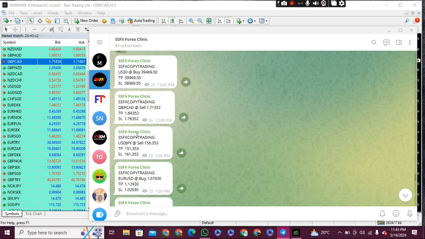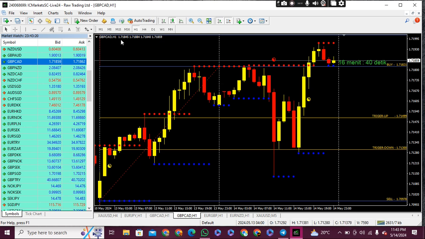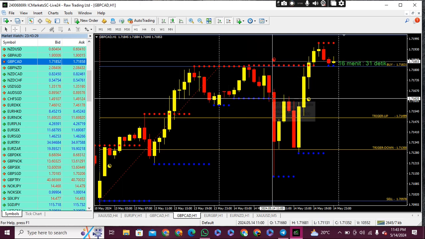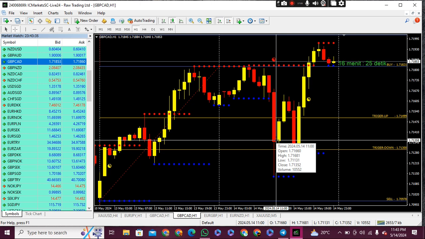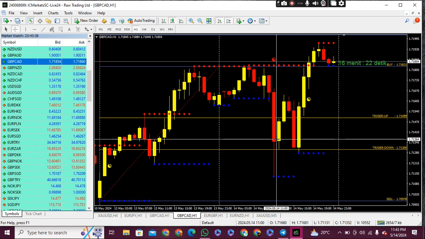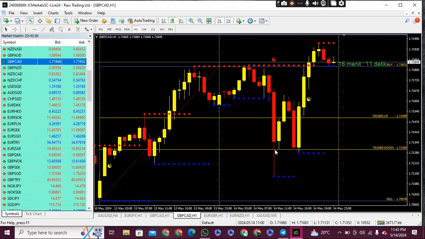Let's refresh that. What we have was a sell order from 1.7135. That's where we got the signal. This candle, as you can see, didn't break the Fibonacci line, so this was not a good perfect entry for us.